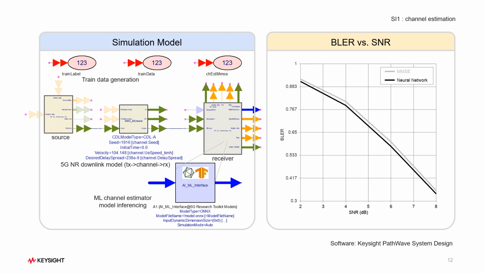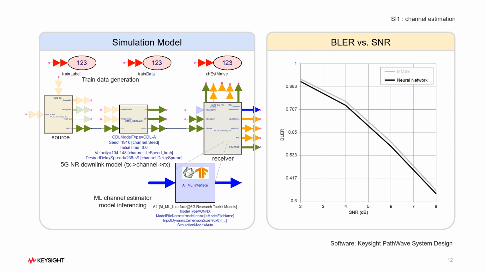Next, we will construct a communication-level simulator. To do this, I'm including a 5G base station transmitter on the left, a UE receiver on the right, and integrating the 3GPP channel model in between, utilizing the Keysight PathWave System Design simulation software.